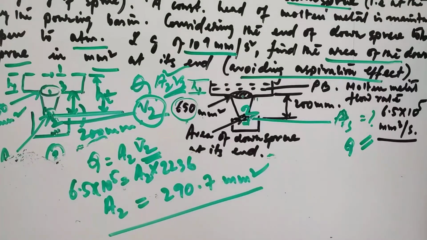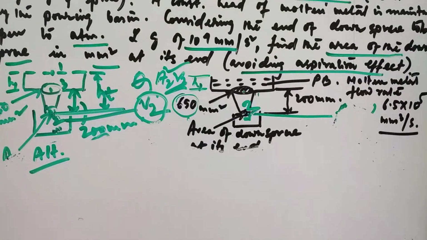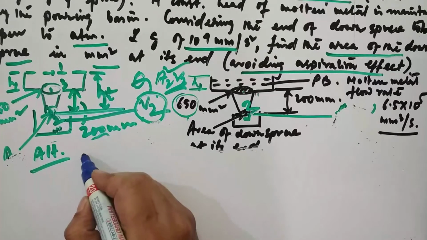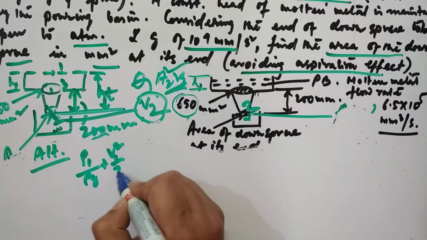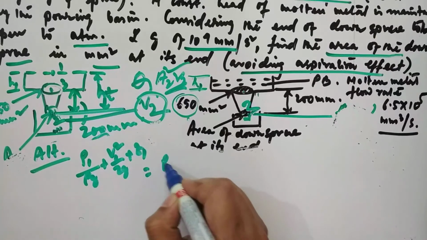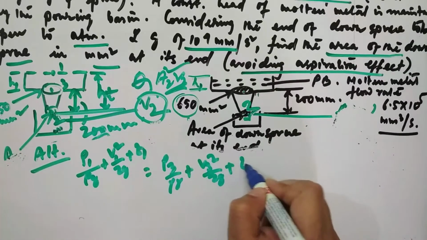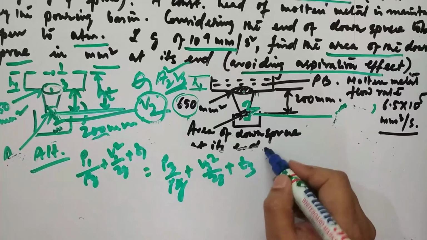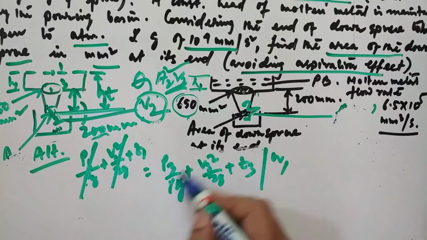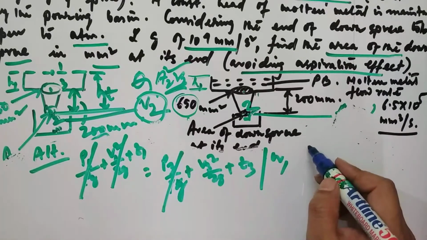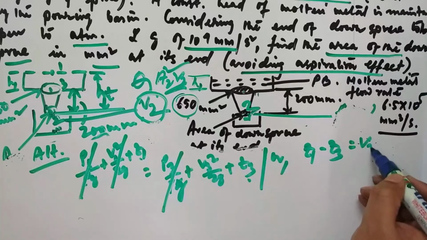Another method I can show you is this one. Alternatively, we can also apply Bernoulli's equation at points 1 and 3. So applying at 1 and 3, P1 by rho g plus V1 square by 2g plus Z1 equals P3 by rho g plus V3 square by 2g plus Z3. P1 by rho g cancels out, V1 square by 2g cancels out, P3 also cancels out. So you have got Z1 minus Z3 equals V3 square by 2g.